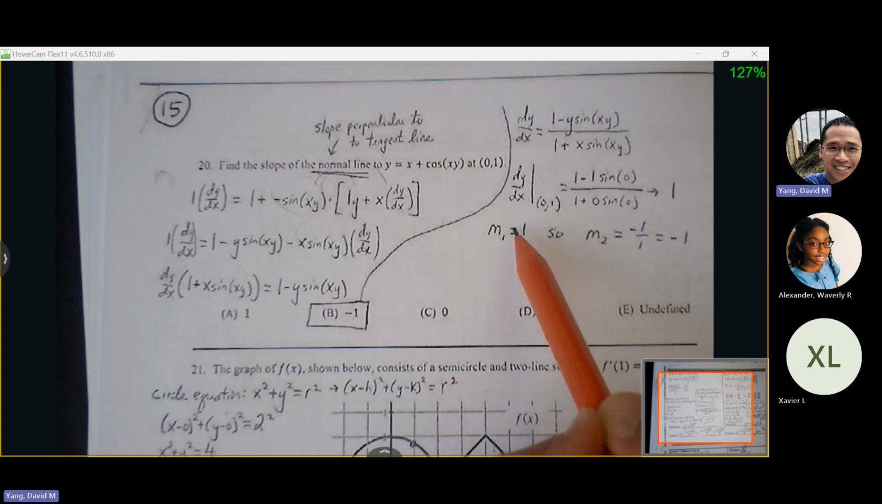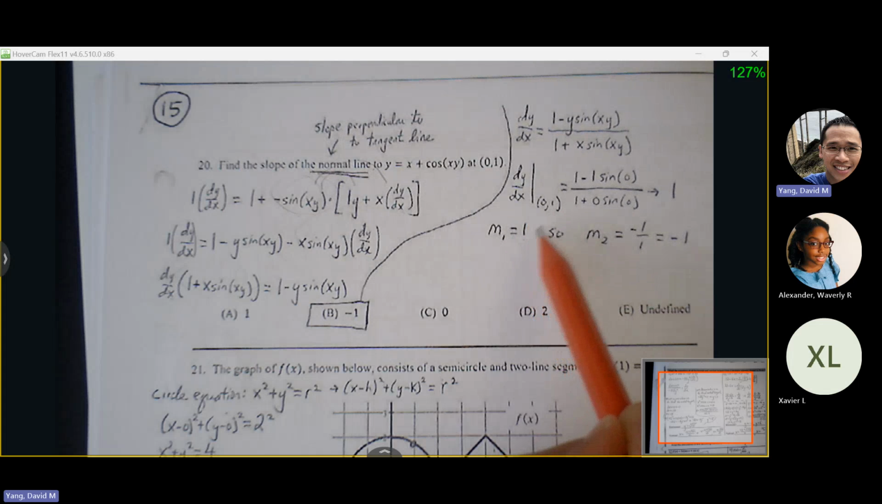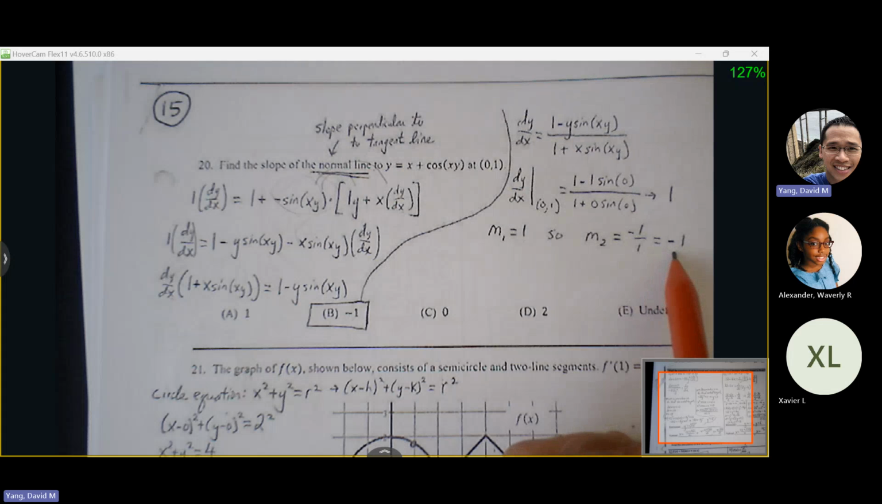The slope of my normal will be the opposite reciprocal. So I got to flip 1, which is still 1, change the sign, so it's negative 1.